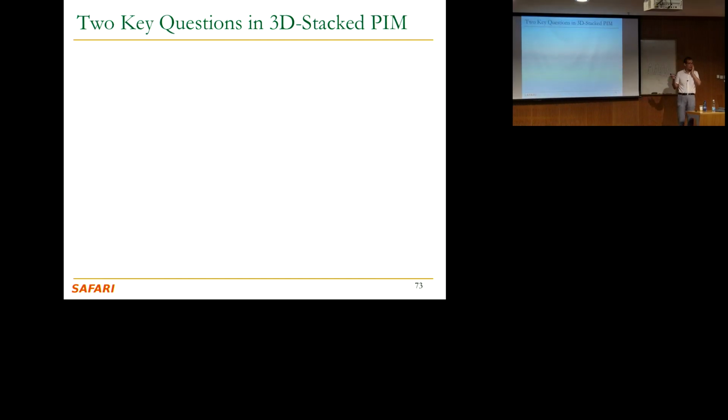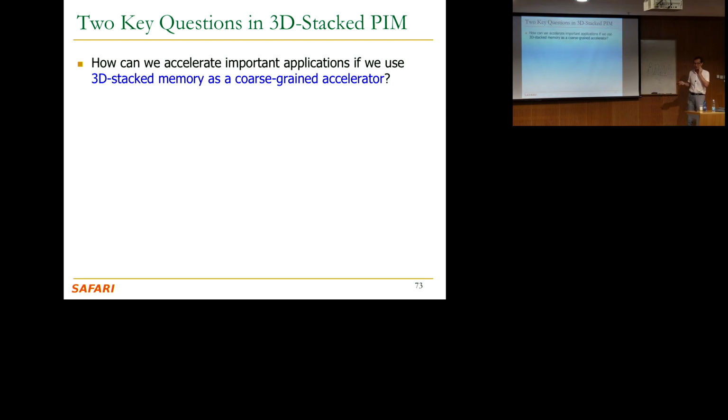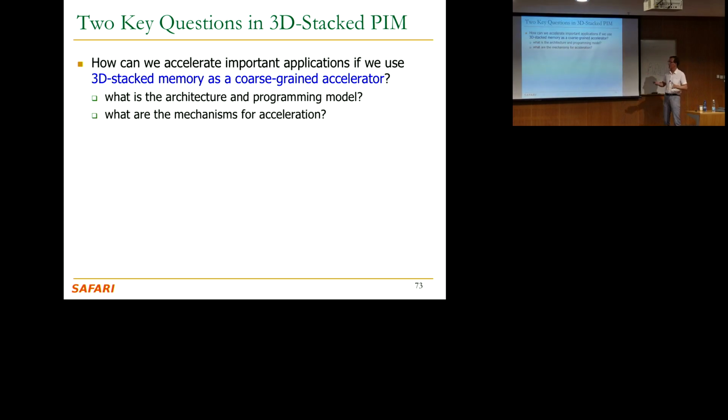We had two key questions in 3D stack processing in memory when we first started this. I'm going to start with the first one. How can we accelerate important applications if we use 3D stacked memory as a coarse-grained accelerator? Basically, we have all the freedom we want. We can change the architecture and the programming model, and we can add mechanisms for acceleration. And what are those things?